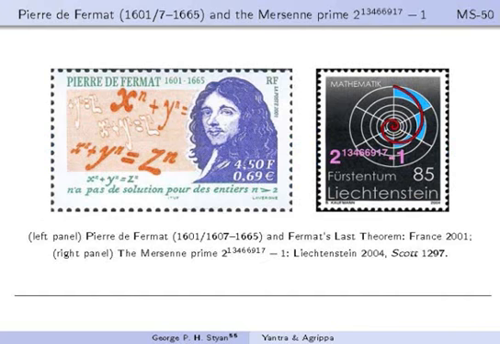Pierre de Fermat has appeared on several postage stamps, including this one from France, which also shows Fermat's last theorem. On the right is a stamp from Liechtenstein with a Mersenne prime number on it.